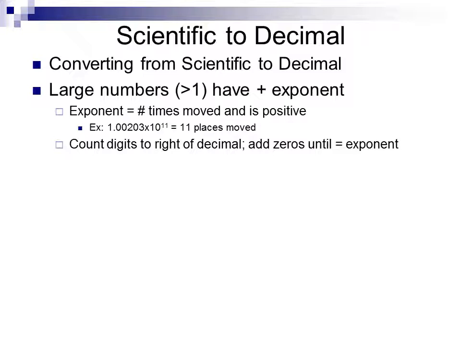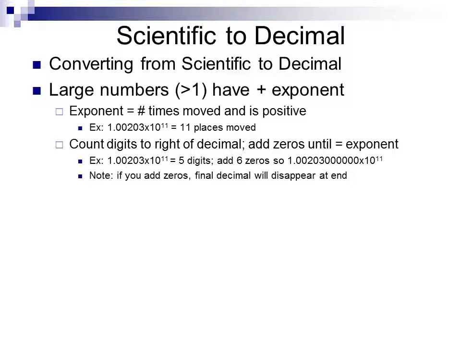So in order to move back, I will count the number of digits to the right of the decimal, and then add zeros until the number of digits I have total equals the exponent. So for this, I've got 5 digits to the right of the decimal place. Adding 6 zeros brings my total up to 11. So I add 6 zeros in there.